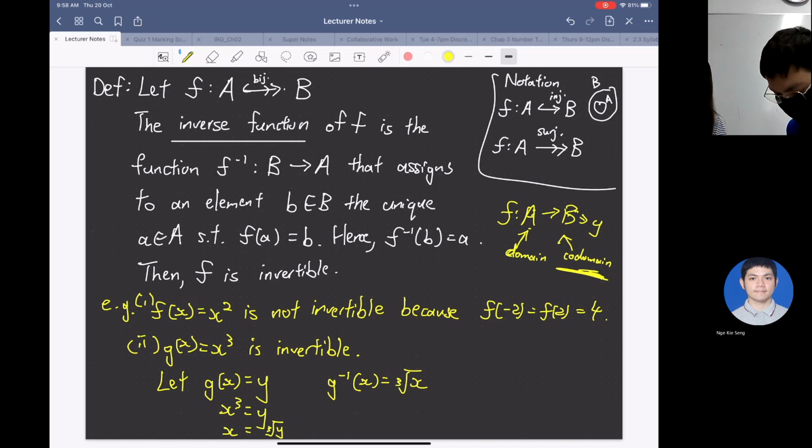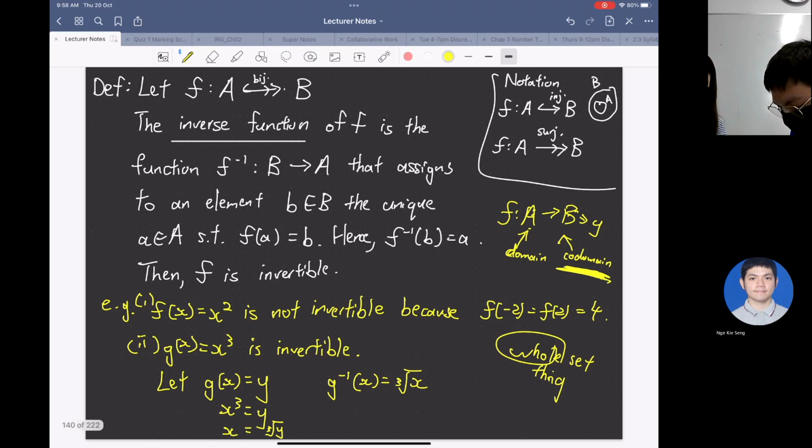The whole set here we call the codomain. And only the thing that you can draw is the range of F. So what you draw is the range. This one is range, this one is codomain. And then this Y here only needs to be checked for the range, not the whole codomain.